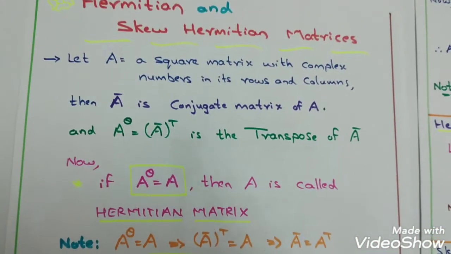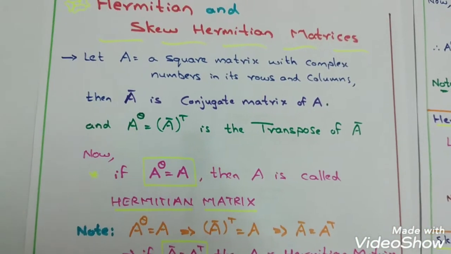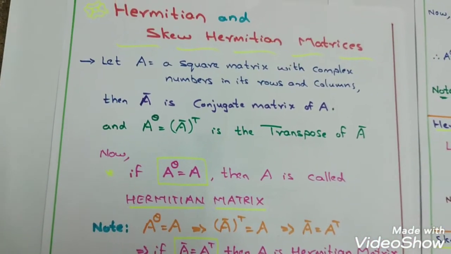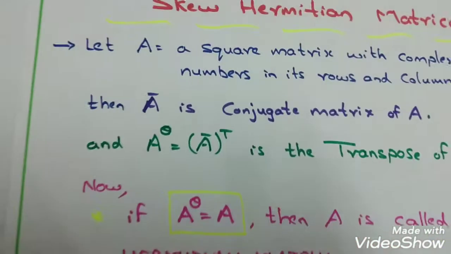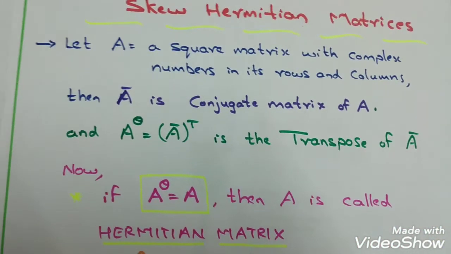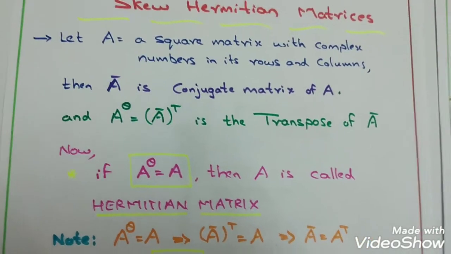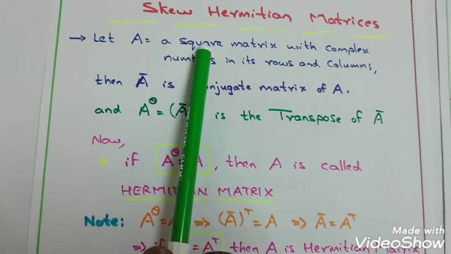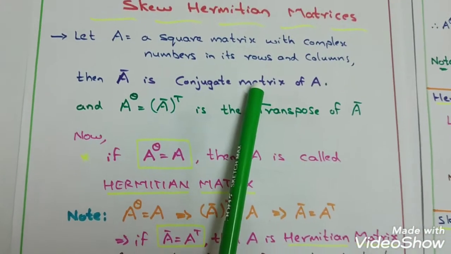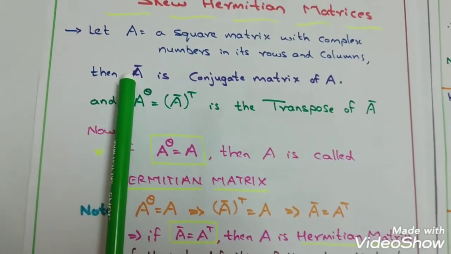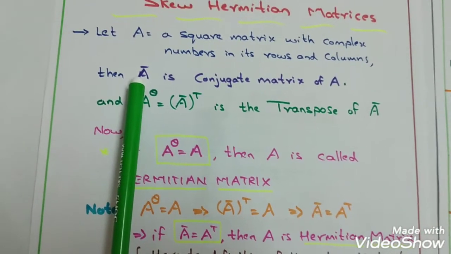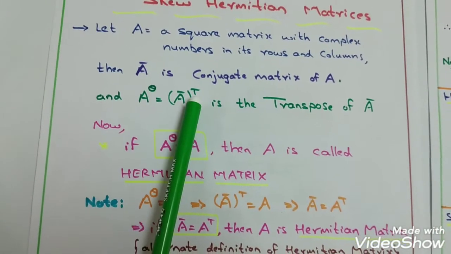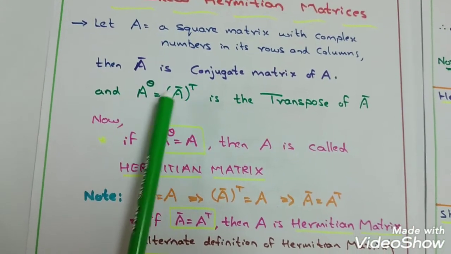Actually, if you go to +1 or +2 or intermediate, you will be having matrices with normal numbers. Now here we take a square matrix with complex numbers. Of course, among complex numbers there will be some real numbers also. Then the conjugate of this matrix is called the conjugate matrix and denoted as A bar. Now A theta means the transpose of this conjugate. The transpose of this conjugate is denoted as A theta.